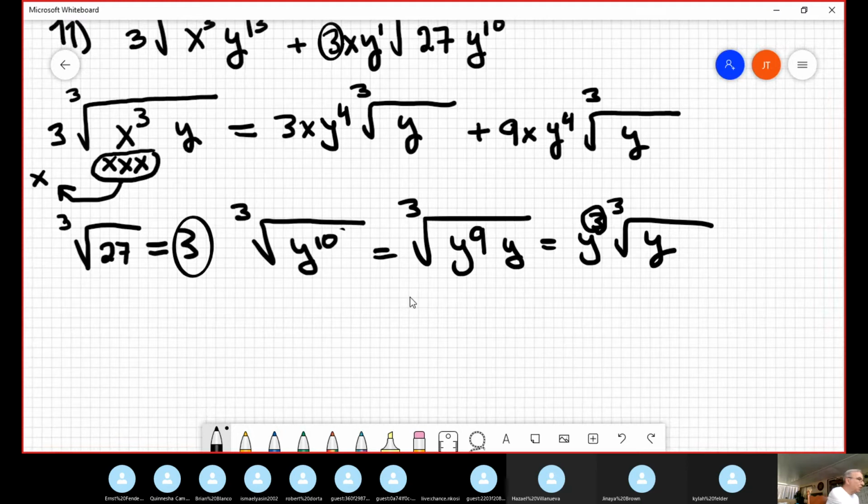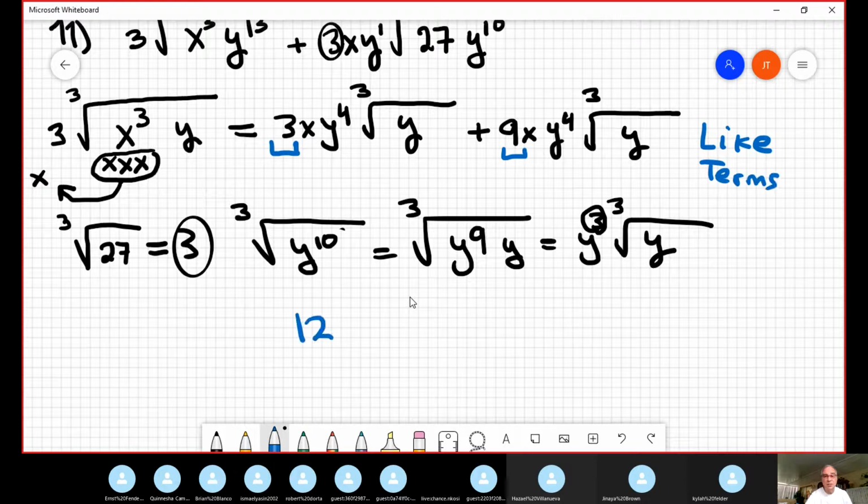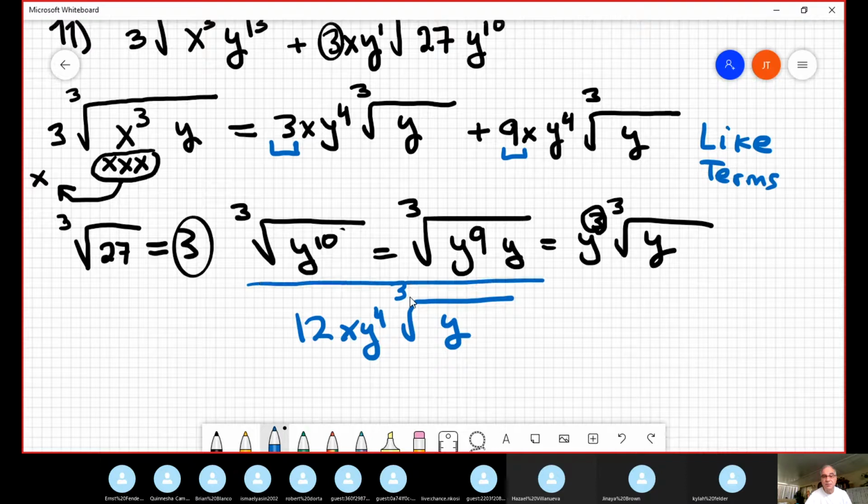Wow, they are like radicals. Remember, like radicals is when you have the same variable, maybe different coefficients. It's a 3, it's a 9, but the rest is the same. They are like radicals. And you combine 3 plus 9, 12. 12x y to the 4 cubic root of y. And that is the final answer, I suppose. Any question?